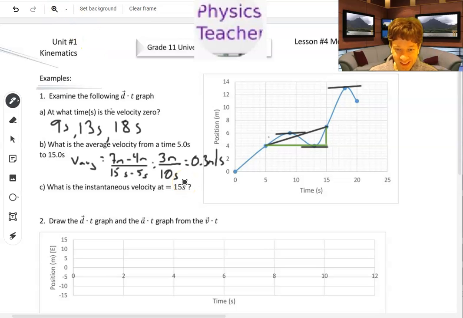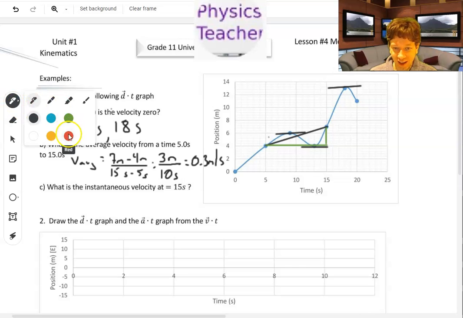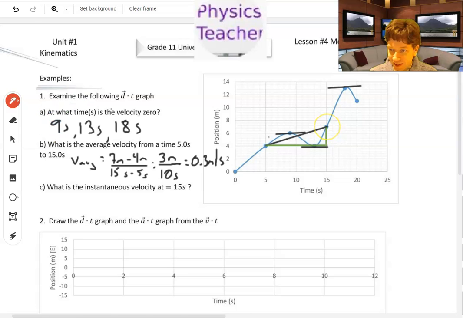So in part C, it says, what is the instantaneous velocity at 15 seconds? So I want to know the velocity right there at 15 seconds. To do that, I have to draw a tangent to that point. So again, in grade 11 physics, we are going to sort of estimate a tangent. It'll be something like this. And then we're going to pick 2 points on that tangent so we can find the slope. I'm going to try to pick nice points.